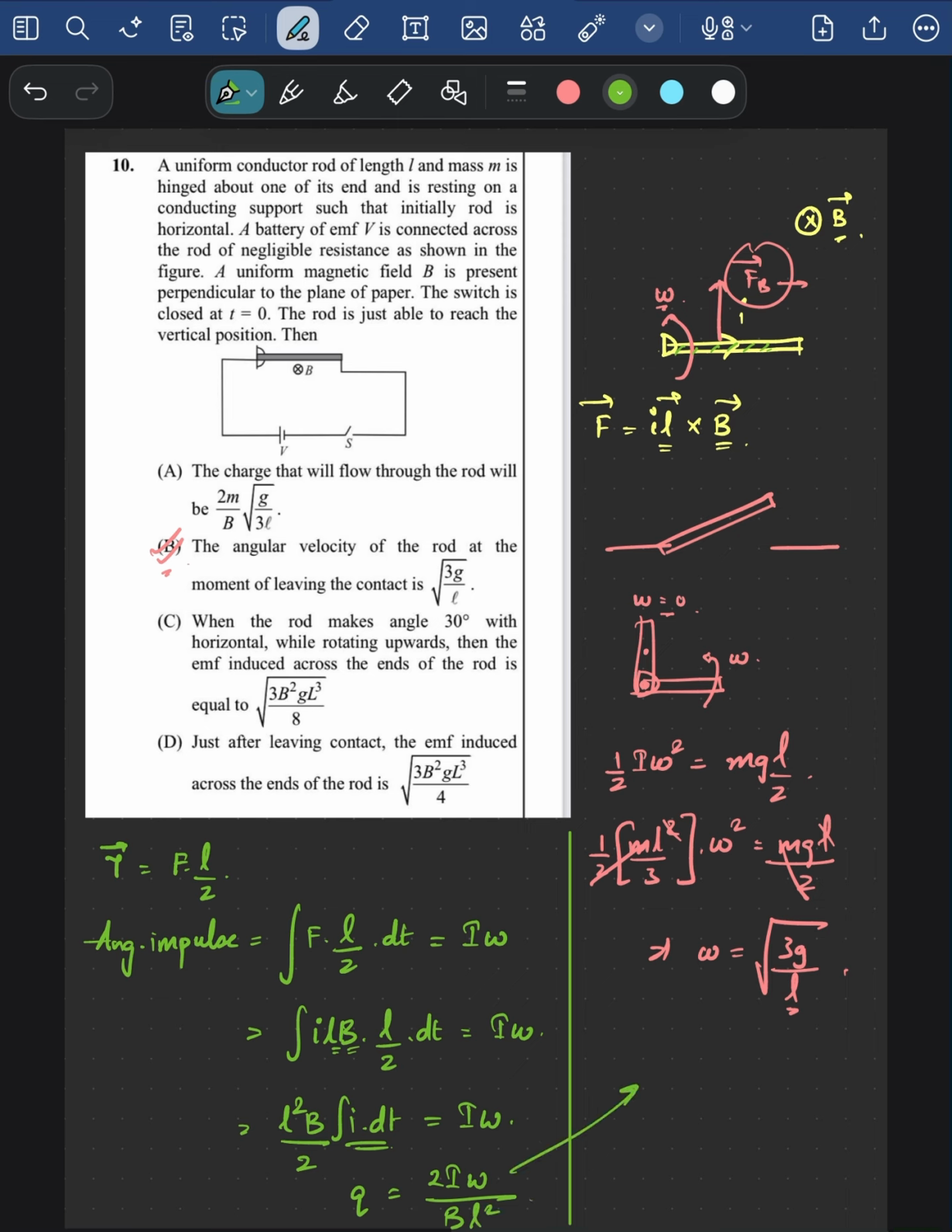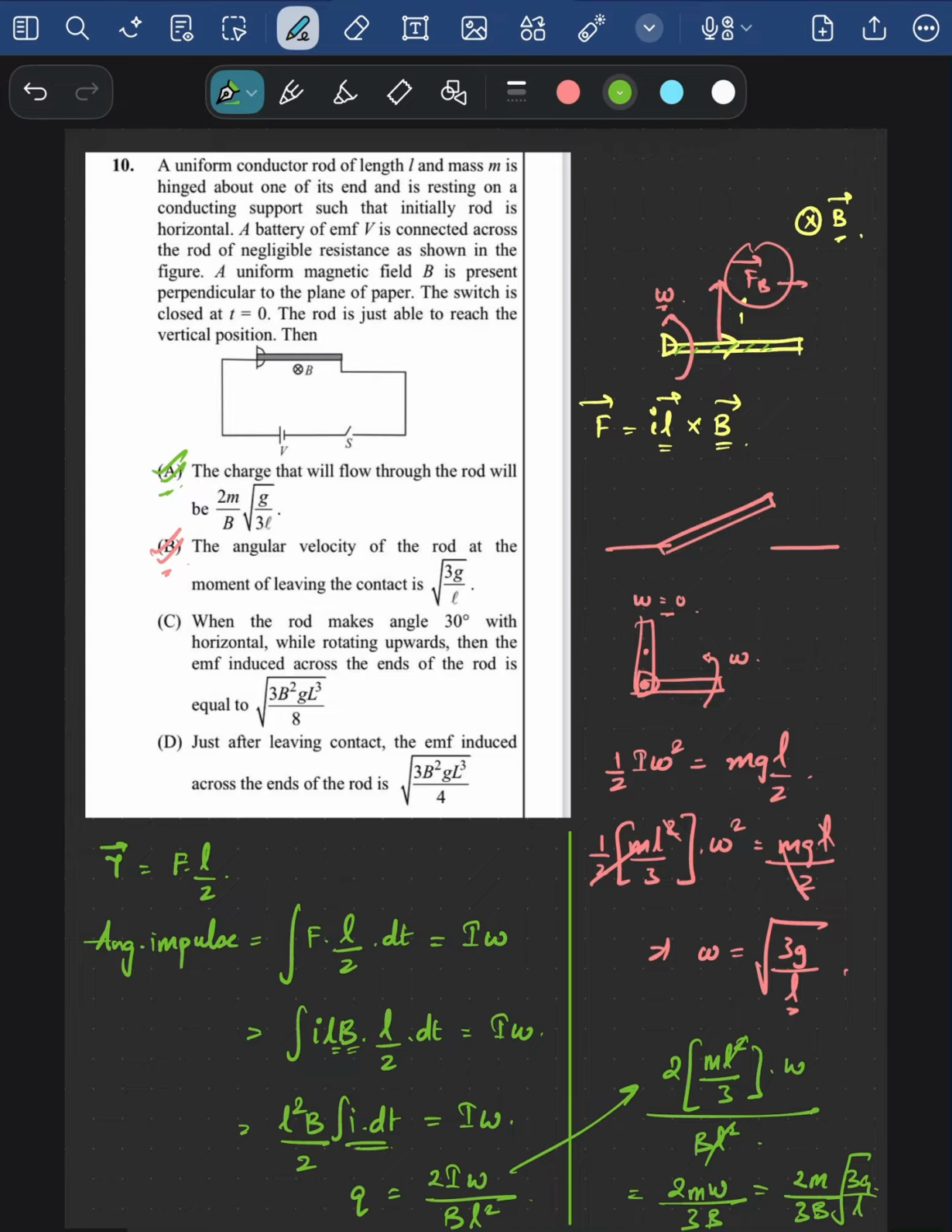So substituting these values over here, this will become equal to 2 into ml squared by 3 into omega divided by BL squared. L squared gets cancelled. So your charge flow is equal to 2m omega by 3B. And we have already found out the value of omega. Your value of omega was nothing but under root of 3g by L. So your value of charge flow will be equal to 2m by 3B under root of 3g by L. If I take this 3 inside, this will become equal to 2m by B under root of g by 3L, right? So option A is also correct.